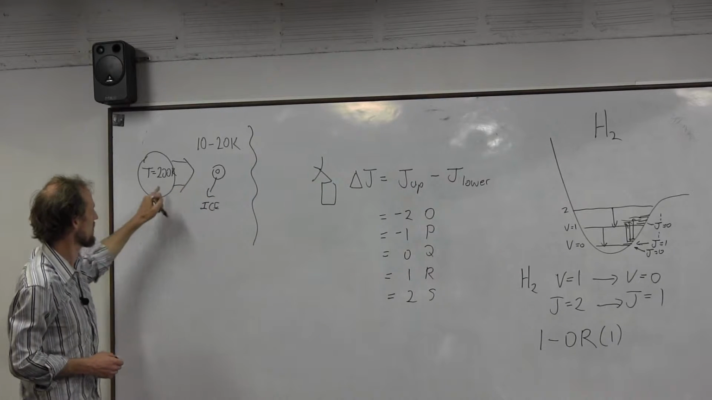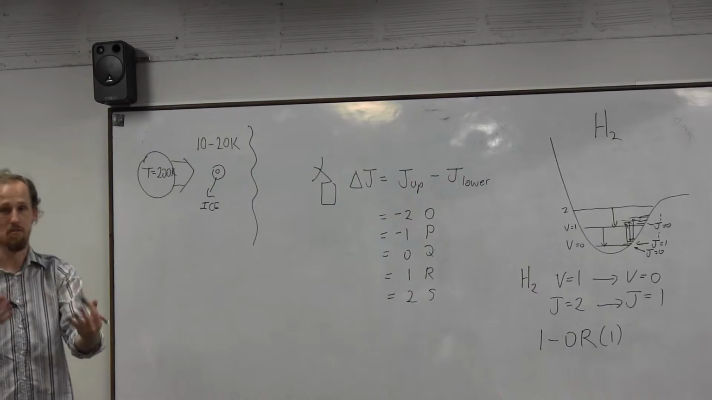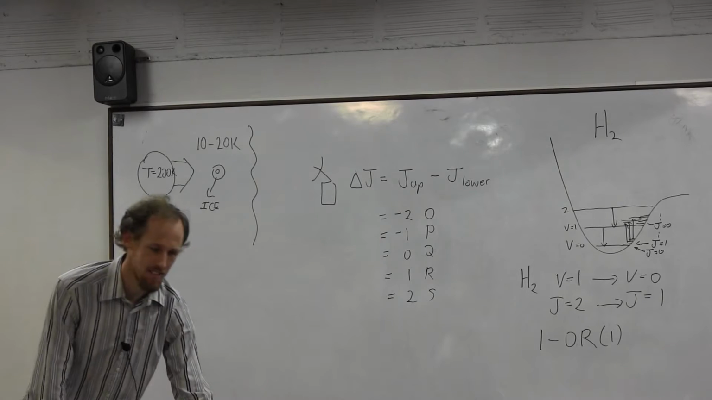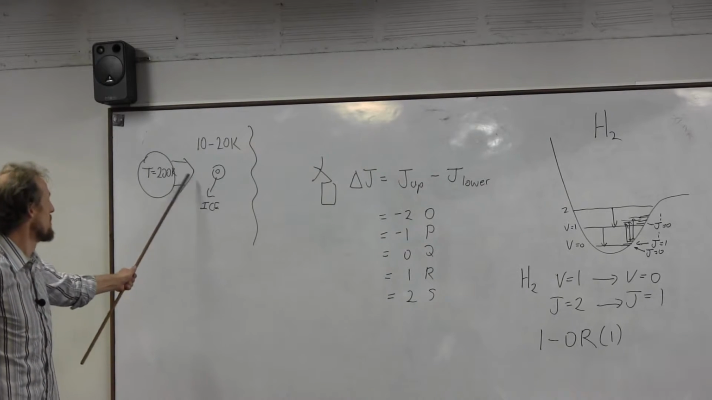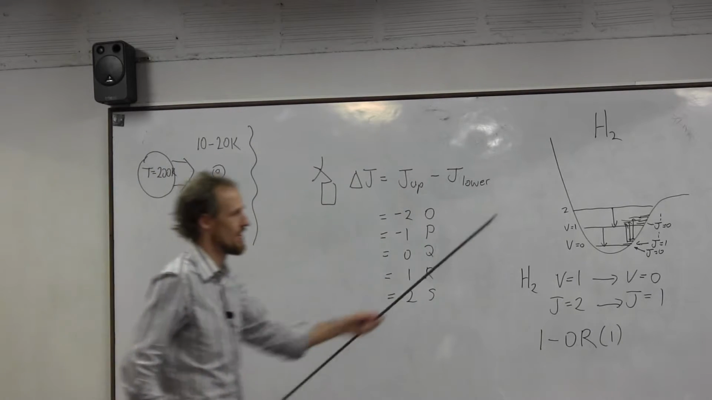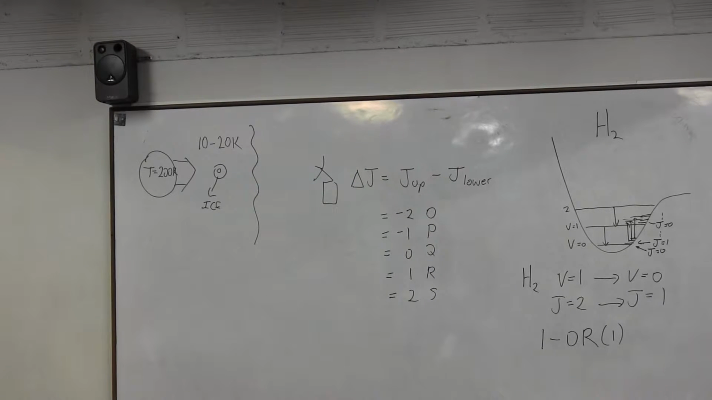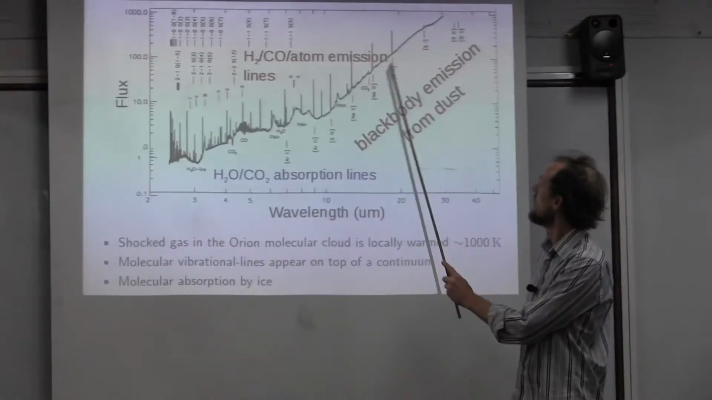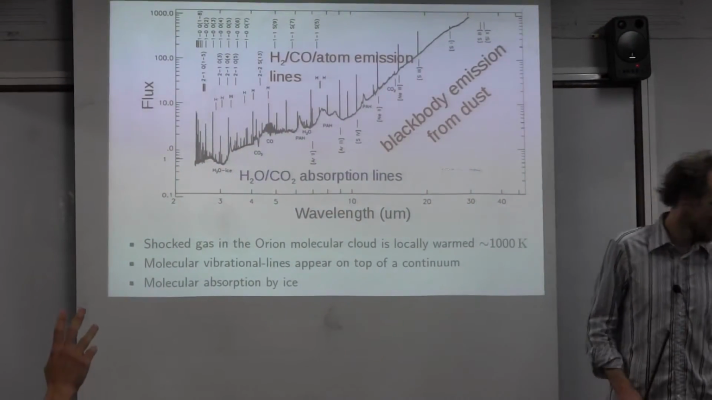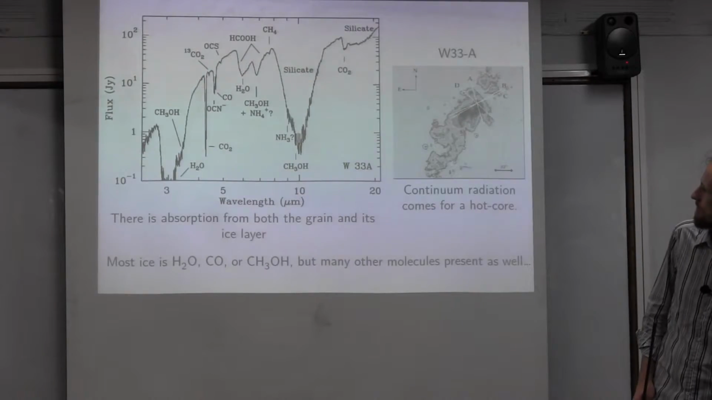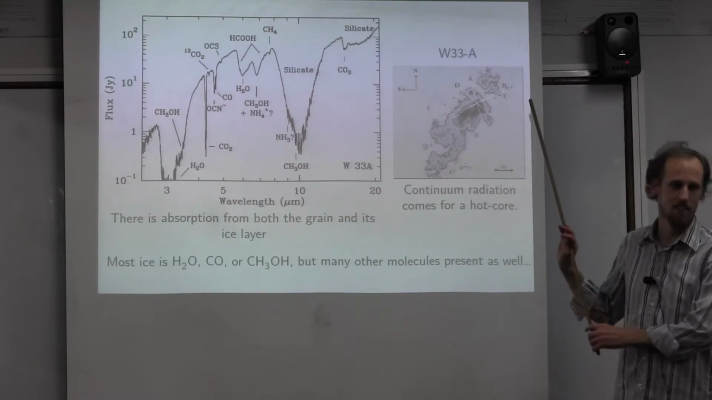So in this case, the hot core is a source of infrared radiation, but it's the dust grains in between the hot core and the observer that are cold enough to have these ice layers. So we have H2O, water ice, CO2, more H2O, and so forth. But if we look at this in another spectrum, this one's a different interstellar cloud.